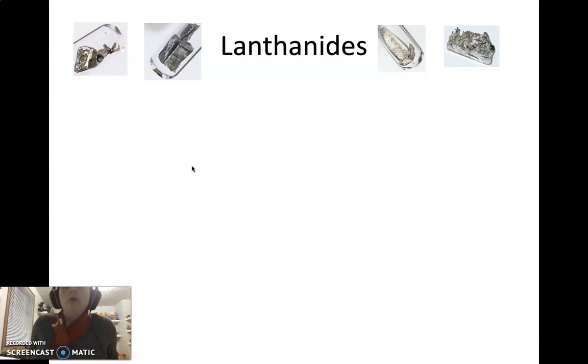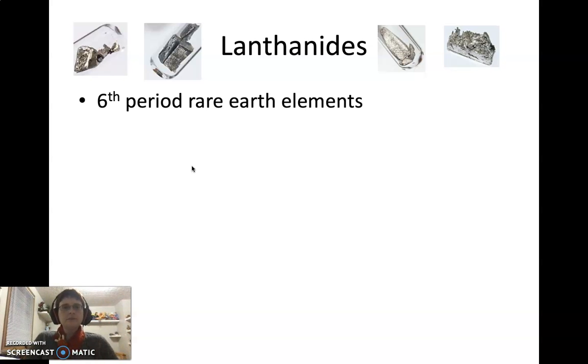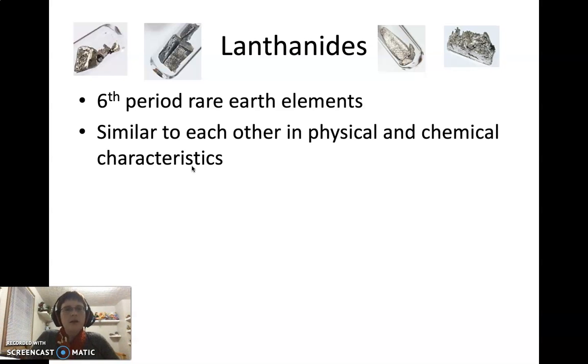So the top row are the lanthanides. This is the 6th period of rare earth elements. If they were in where they belonged, they'd be in that 6th row. They are, like I said, similar to each other in physical characteristics. So you can look up here. I mean, it's nearly impossible to tell these 4 metals apart. They're all kind of the same color. They take very similar shapes.